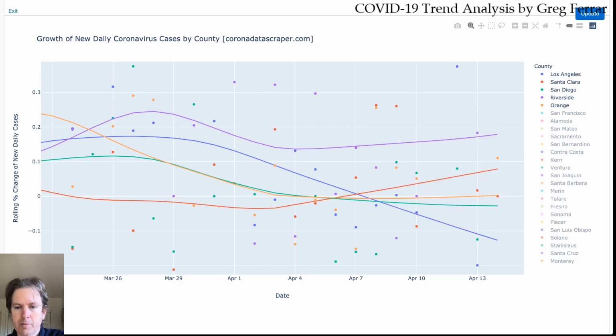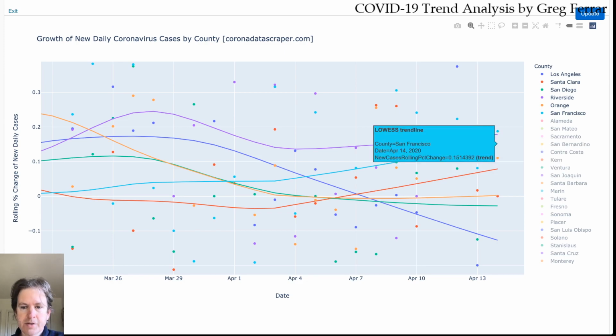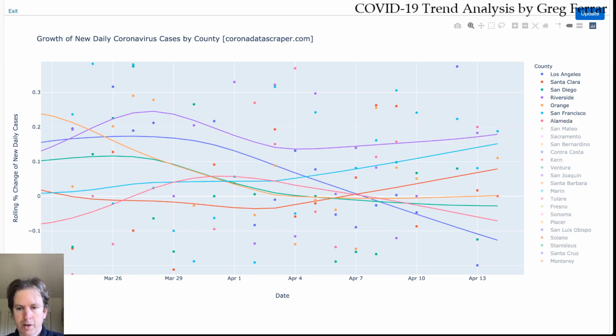Santa Clara is looking pretty bad right now in its upward tilt. If we head down to San Francisco, that's maybe the worst of the bunch in the top. San Francisco has the most potential to blow up here because it is above zero, positive high 15% growth and rising. And Alameda looking good.